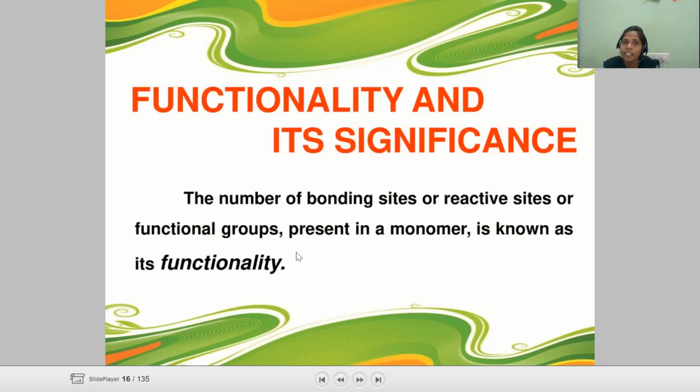And the next one is functionality and its significance. It is also a very, very important question in the external examination for the short answer question. Functionality means the number of bonding sites or reactive sites or functional groups present in a monomer. What is meant by the functionality? The number of bonding sites, or the number of reactive sites, or the number of functional groups on the monomer is called the functionality.